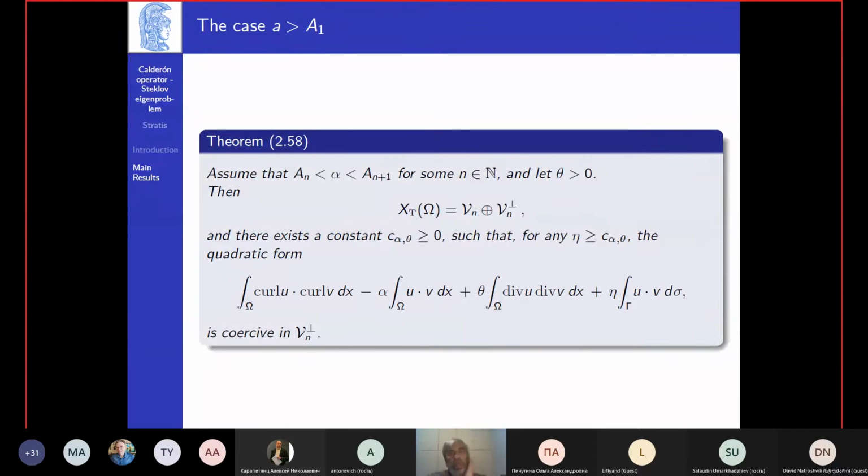This is our last result. We have a corresponding statement, therefore all the theory can work in this case as well: if alpha is between two consecutive eigenvalues an and an plus 1, then the energy space can be decomposed in this manner, and there exists a non-negative constant such that for any sufficiently large eta, this quadratic form is coercive. Therefore all the results that we had before pass to the case of alpha not being necessarily less than a1, but for any alpha.